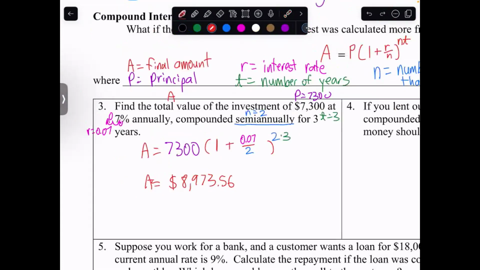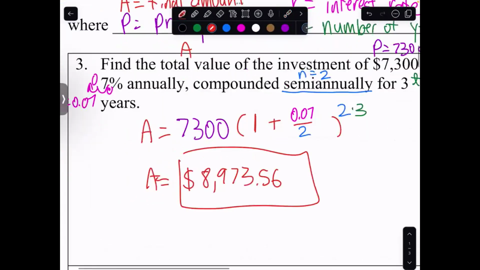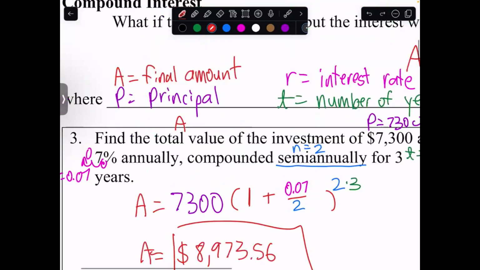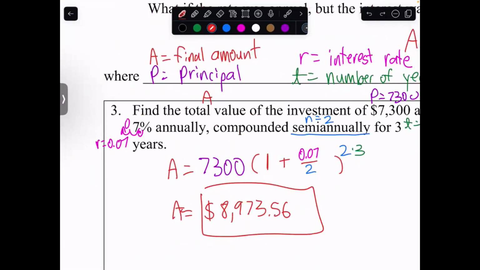Okay. So that's the answer here. Make sure again you check, is this what was asked for? This question asks for the total value, and A is the final amount, which is the total value. So yes, that is the answer that was requested.